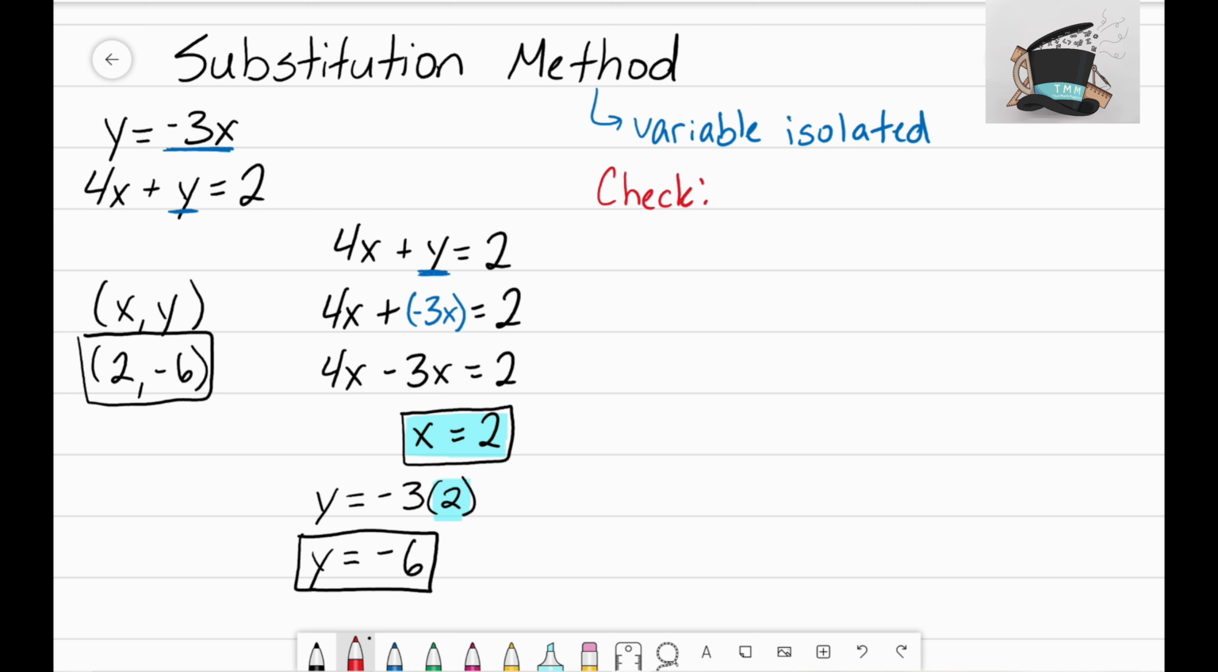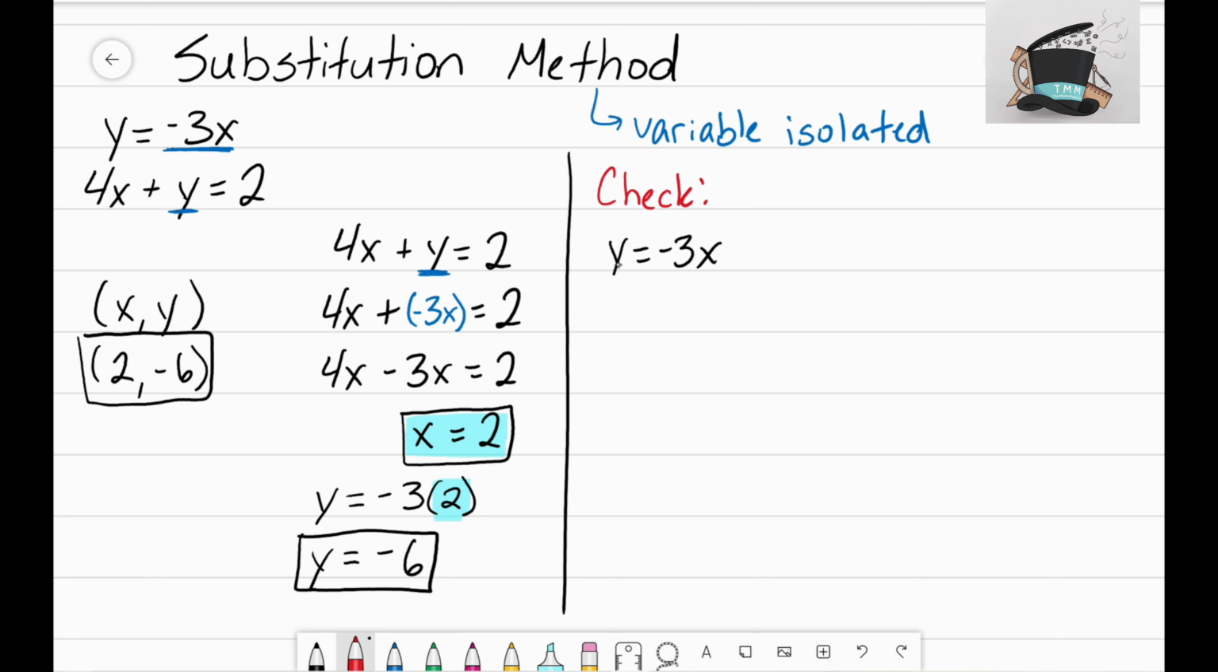And here is how you check your work. All you have to do is take your answer and substitute it back into both equations to make sure that they both check out. Let me show you what I'm talking about. I have this equation here. My first equation is, let me go ahead and draw a line here so we can separate it. My check is that I know that my first equation is y equals negative 3x. But this time, I'm now going to substitute in my x and y values.